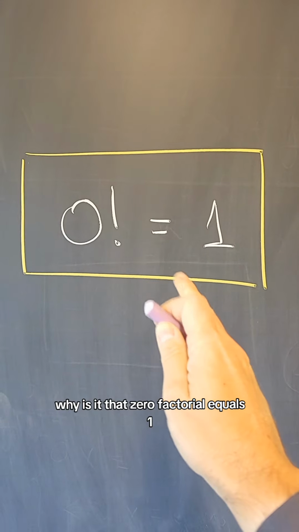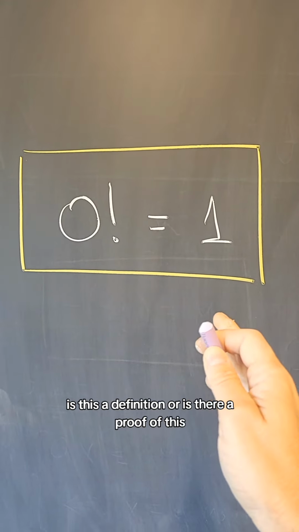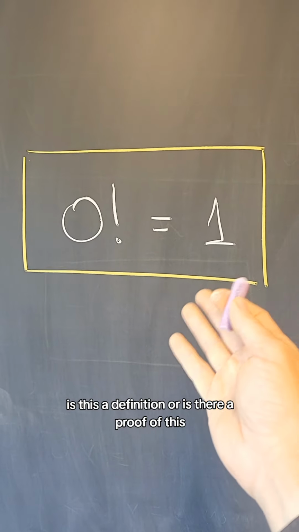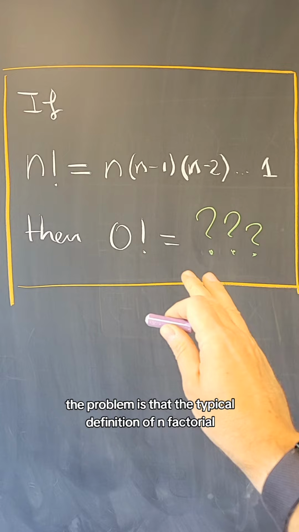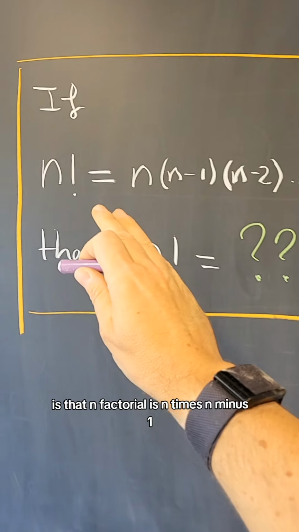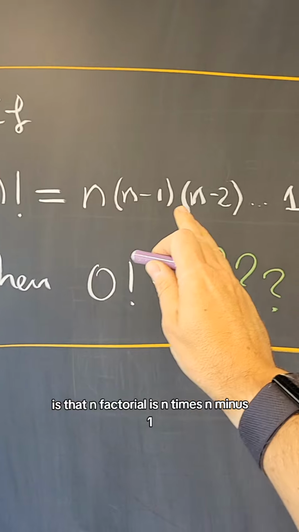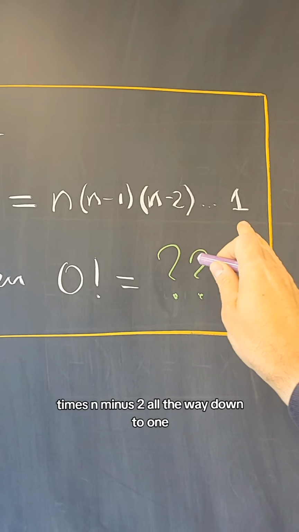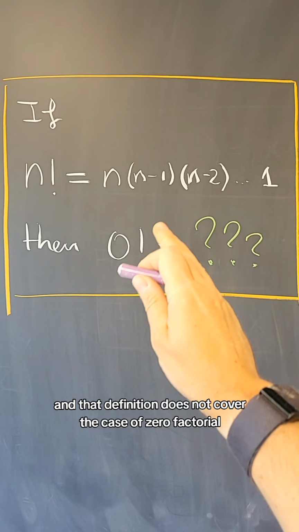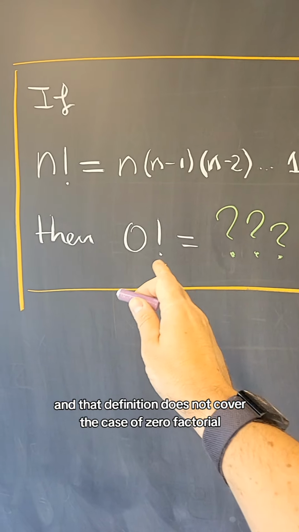Why is it that 0 factorial equals 1? Is this a definition, or is there a proof of this? The problem is that the typical definition of n factorial is that n factorial is n times n minus 1 times n minus 2 all the way down to 1. And that definition does not cover the case of 0 factorial.